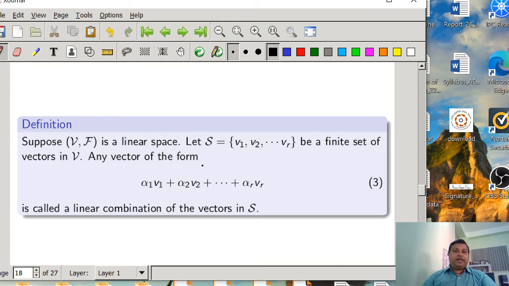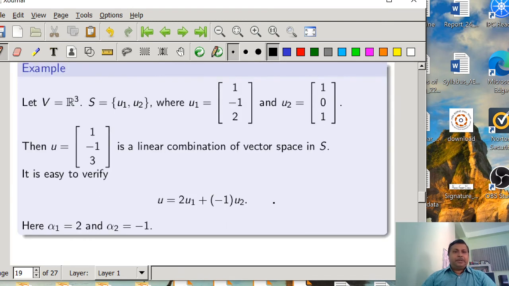So any vector of the form alpha 1 V1 plus alpha 2 V2 plus ... alpha r Vr is called a linear combination of the vectors in S. So any vector, if we are able to represent it in a form like this by picking the vectors from the set S, then we will say that that vector is a linear combination of the vectors in S.